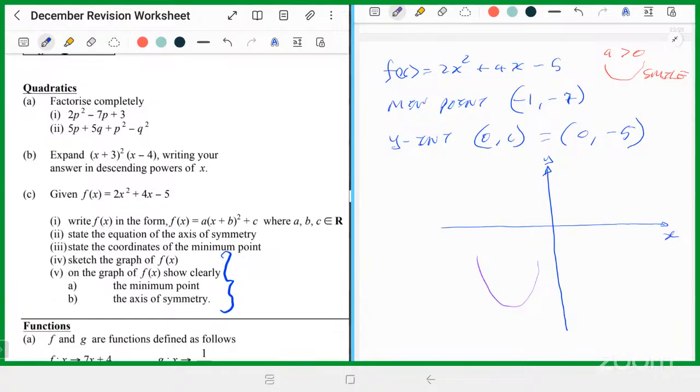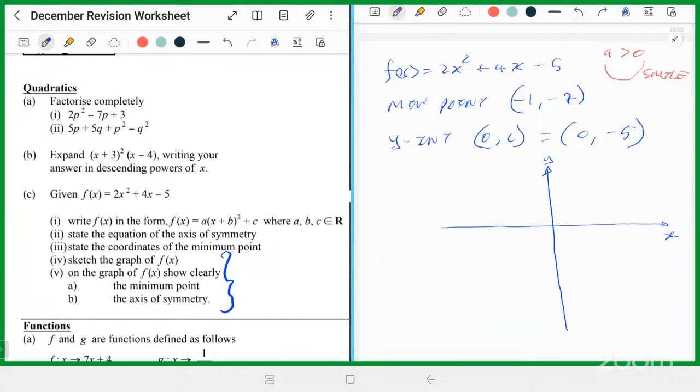And then where does it cross the y-axis? It crosses the y-axis at -5. -5 is somewhere down here. So it turns down here and crosses down here, and it has a smile shape. You just need to sketch that. Let's do it. It turns down here, crosses down here.